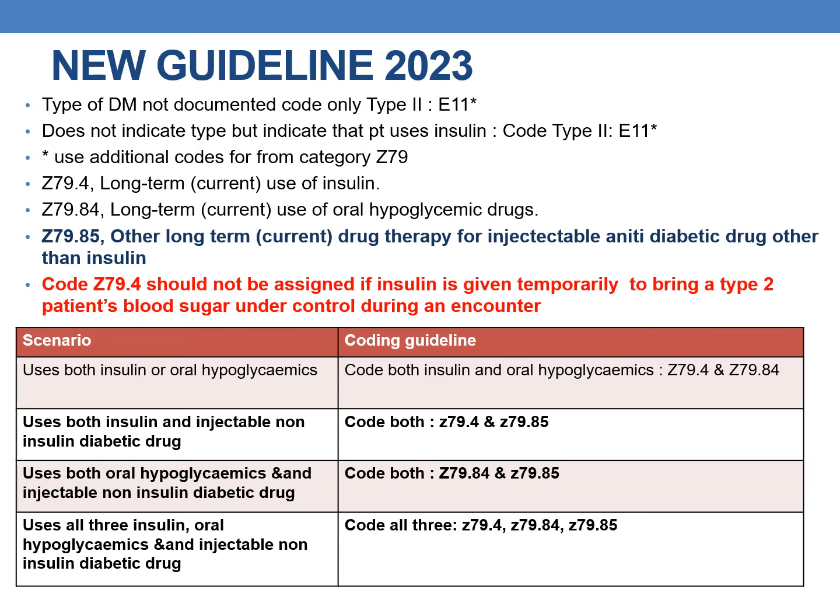Now coming to the next scenario, diabetes mellitus with the use of oral hypoglycemics or insulin. So the first case is when the type of diabetes mellitus is not documented, you need to assign the E11 category.